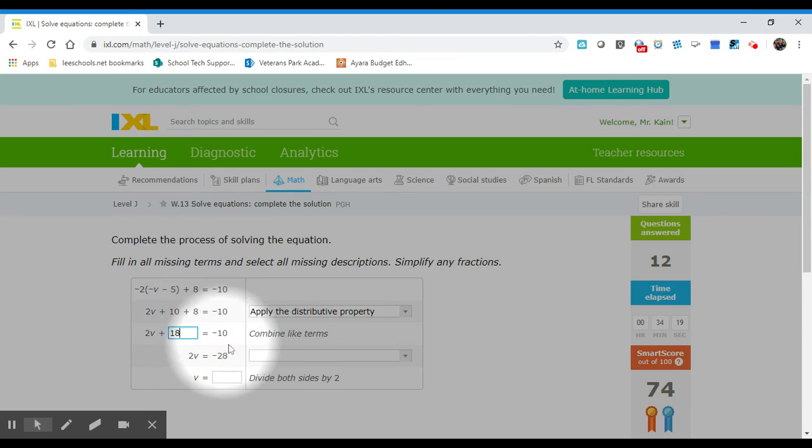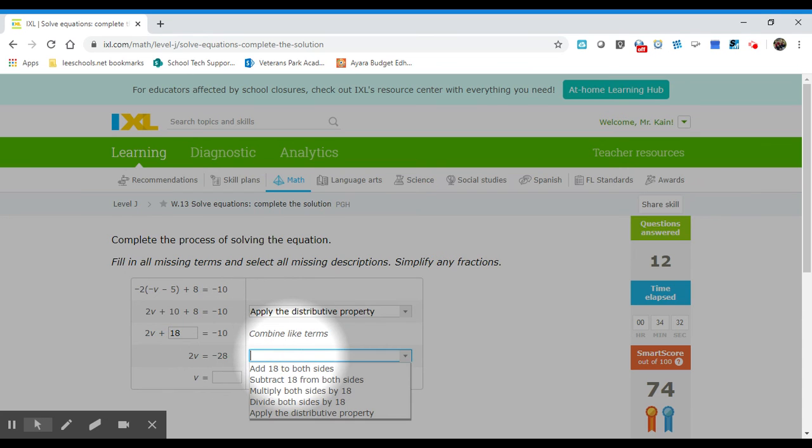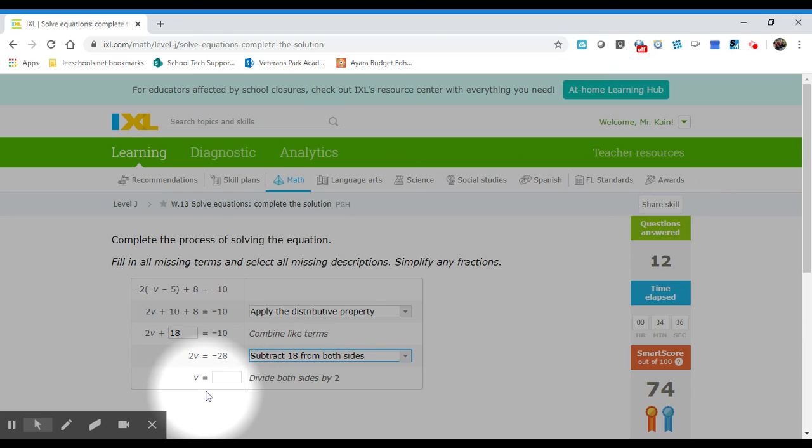The 18 is gone. How would you get rid of an 18 in algebra? Well, you do the opposite, which is negative 18. So they subtracted 18 from both sides, which is what happened here, because negative 10 minus 18 is in fact negative 28. So they subtract 18 from both sides, and then again, divide both sides by 2 to get negative 14.